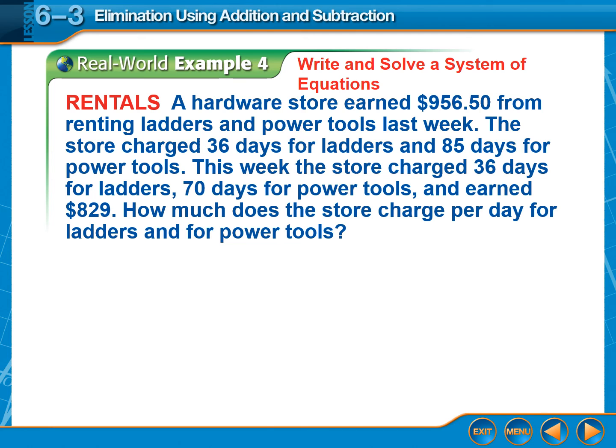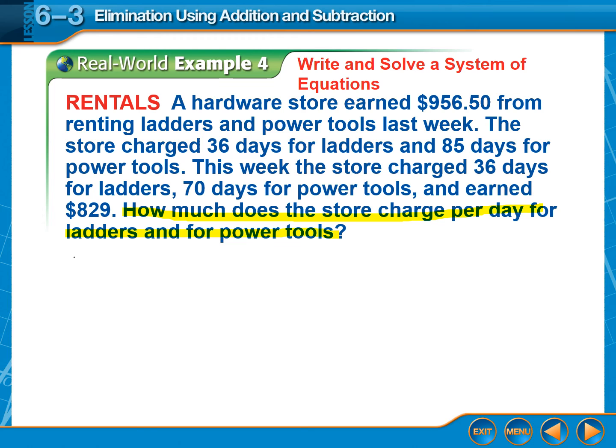So if we look at what the question is asking us to solve, it's asking us to solve for this. How much does the store charge per day for ladders and power tools? All right, so I've got two different variables here. I've got x and y. All right, and we're looking for the amount that they're charging per day for each of those things.